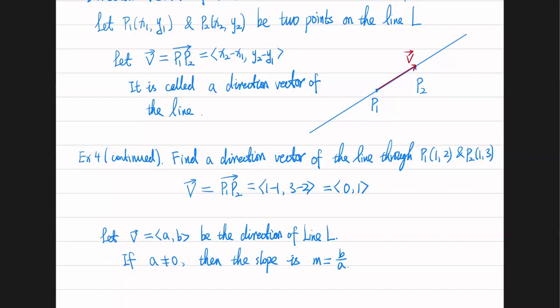If the first component of the direction of the line is not 0, then the slope is the quotient of y over x, b over a.